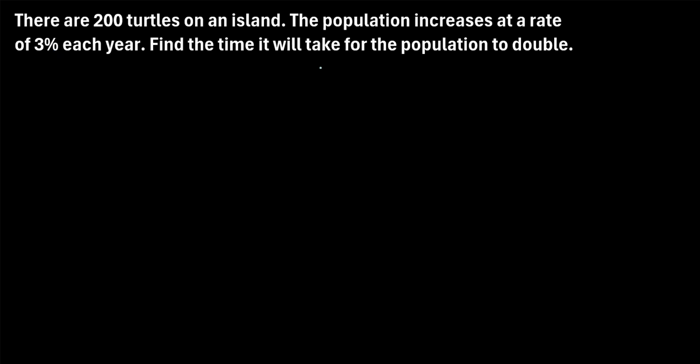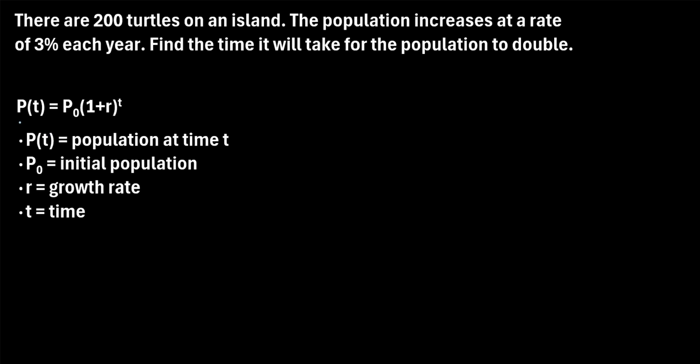So to figure out the time it will take the population to double, we need to use the exponential growth formula, which is as follows. We can say that P of t, which is the population at time t, is equal to P sub 0, which is the initial population, times 1 plus r, where r is the growth rate, to the power of t, where t is the time.